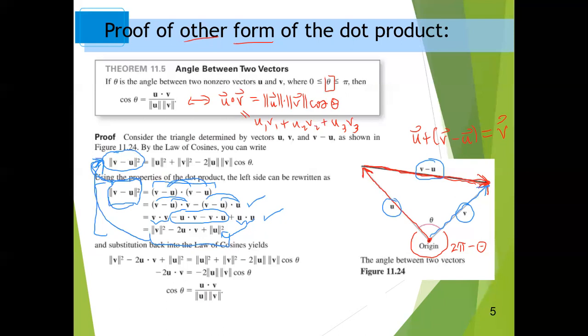Hey, what's going to happen to those length of u squareds and the length of v squareds? What happens to those things? They cancel from each side. Do you see that? Yeah?